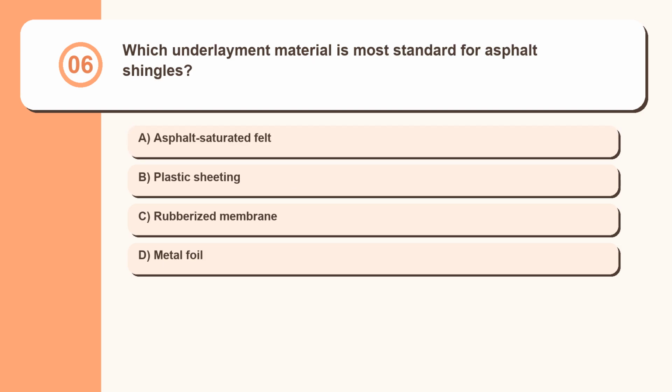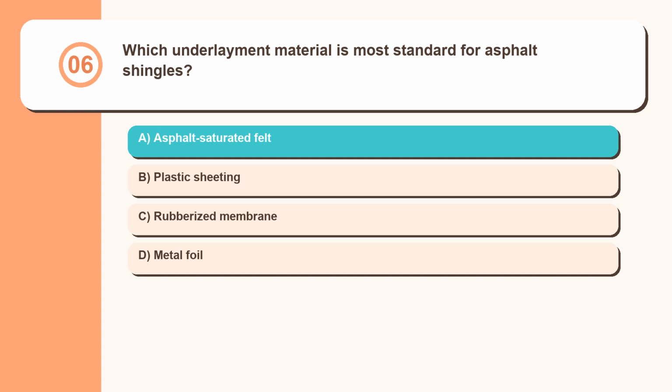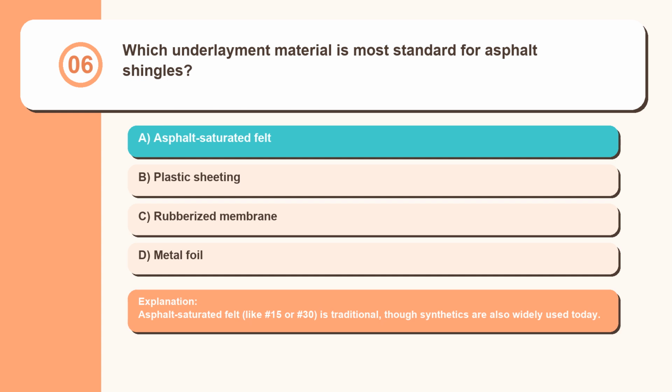Question 6. Which underlayment material is most standard for asphalt shingles? Asphalt saturated felt, plastic sheeting, rubberized membrane, metal foil. Asphalt saturated felt, like number 15 or number 30, is traditional, though synthetics are also widely used today.